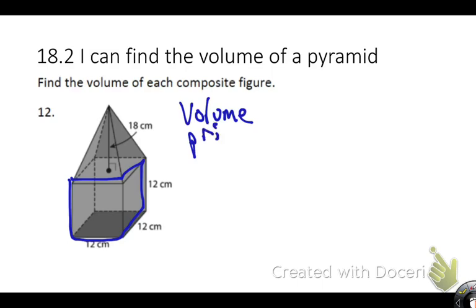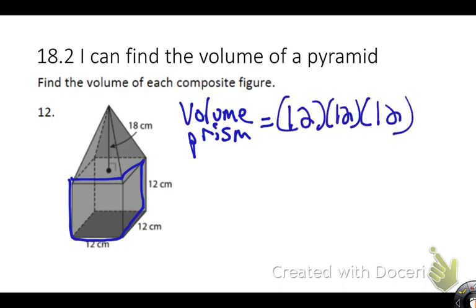Okay, volume of the prism is just area of the base times the height, so that's 12 times 12 times 12. So let's see what that is. So 12 times 12 times 12. That is 1728. And then let's find the volume of this square pyramid.